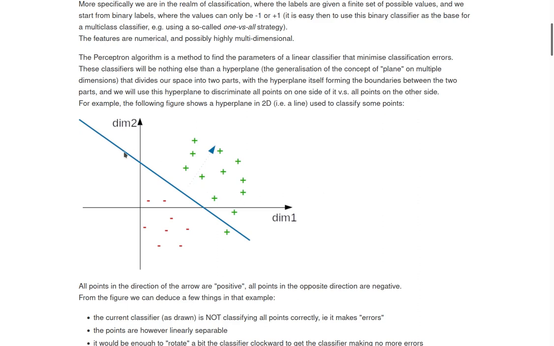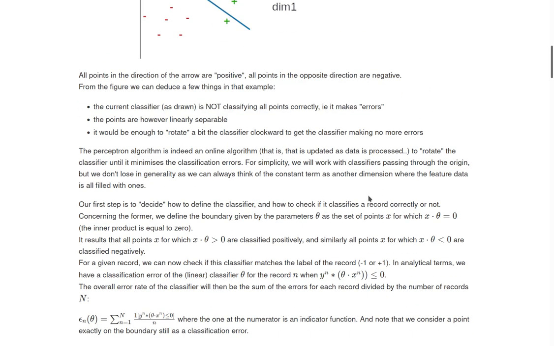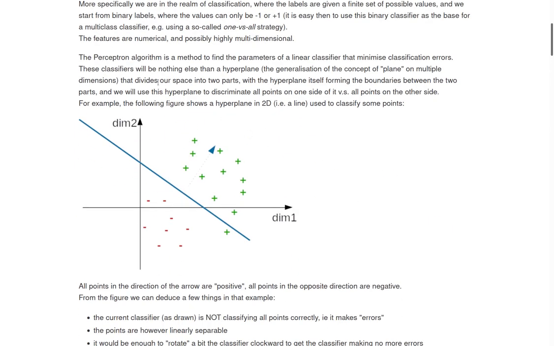So here you see the hyperplane representing the boundary of the classification of the space, and here you see the norm of the plane. Everything that is in this direction of the norm is positive, and everything in the other direction is negative. So what can we deduce from this figure?